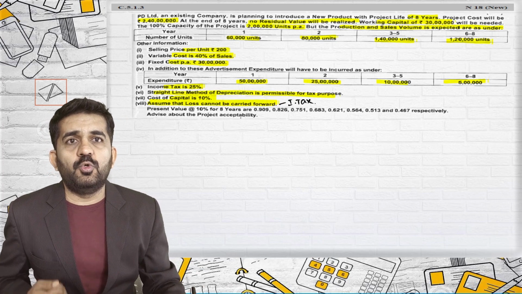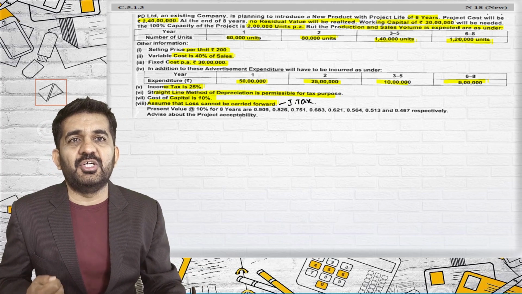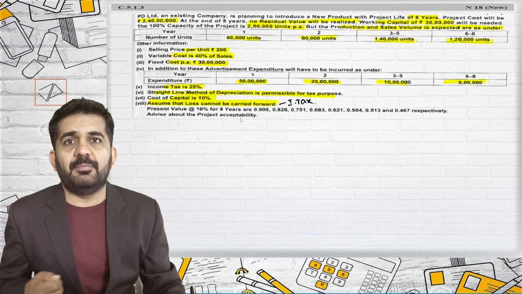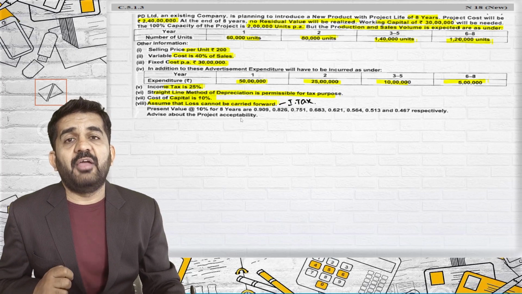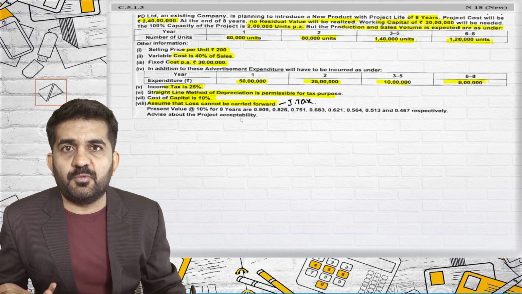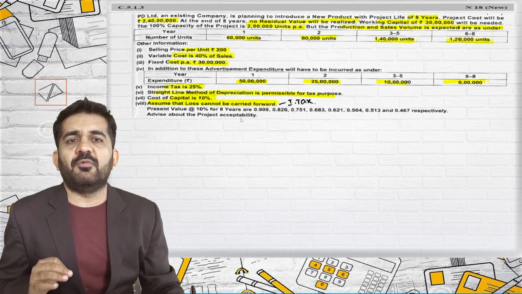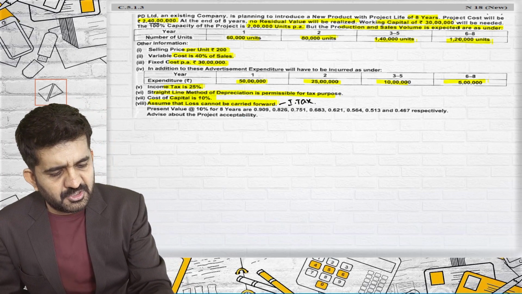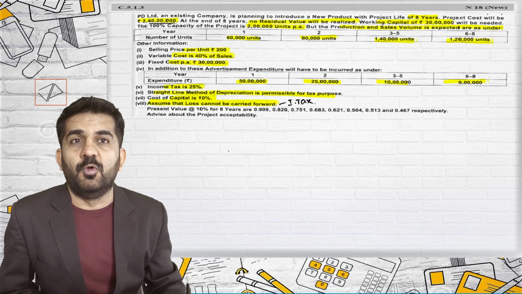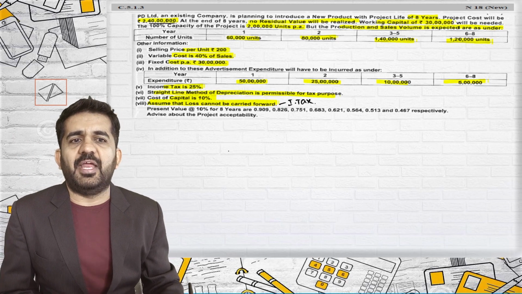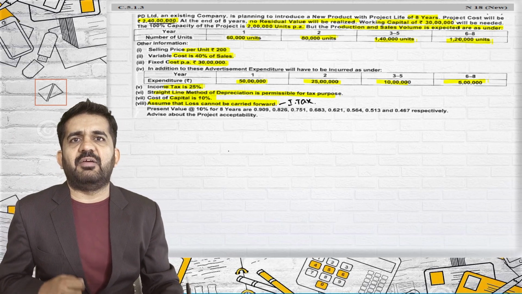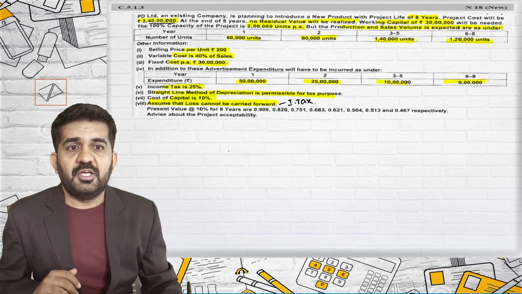So what we need to do is, for the first 8 years, find out sales and variable cost. I will get profit, and I will convert it into cash flow. I will find out present value of cash inflow minus present value of cash outflow. I will get the answer of NPV. If NPV is positive, I will accept the project. Otherwise, I will reject the project.